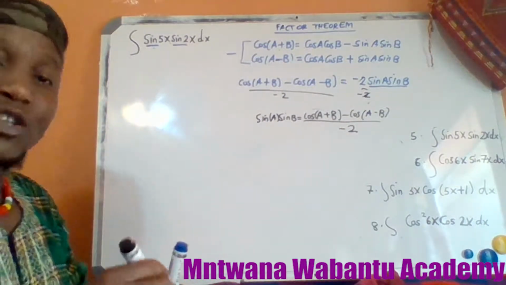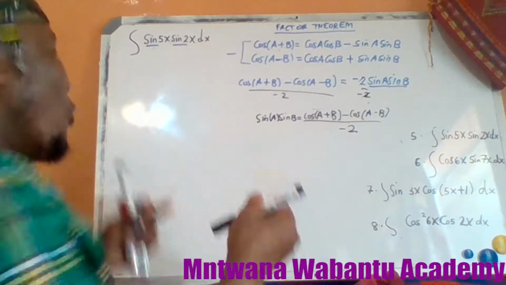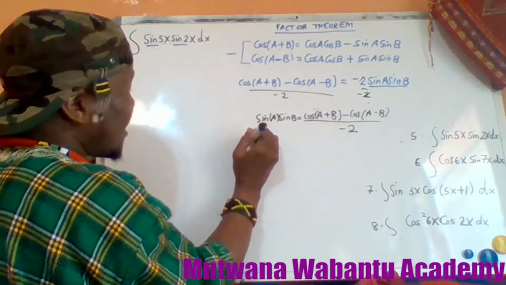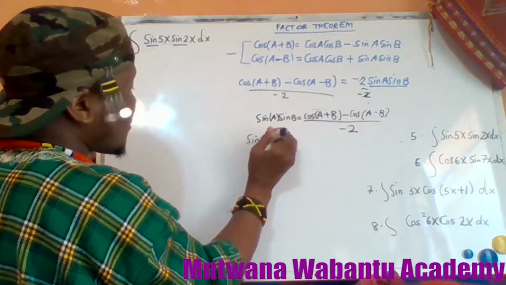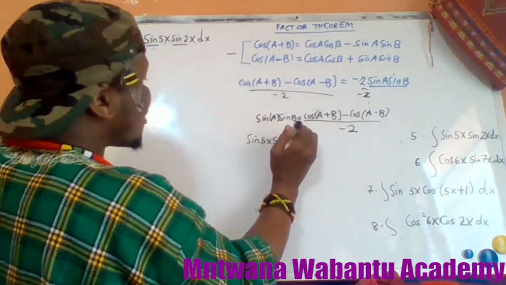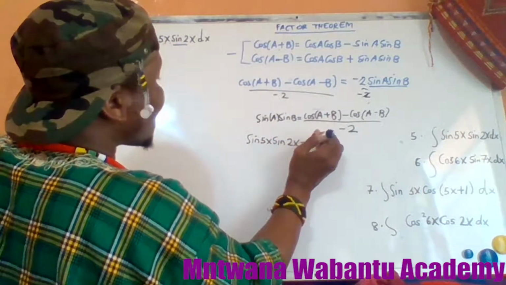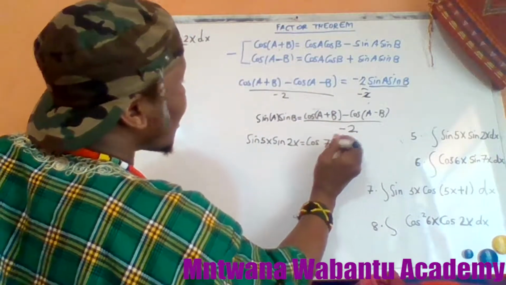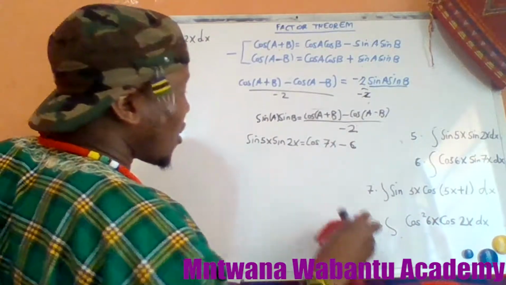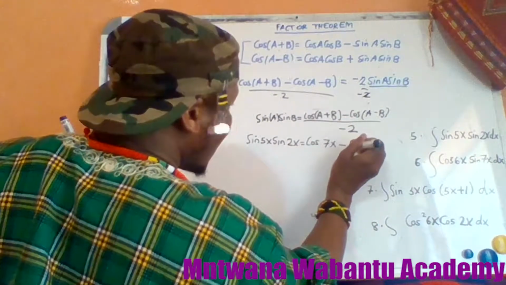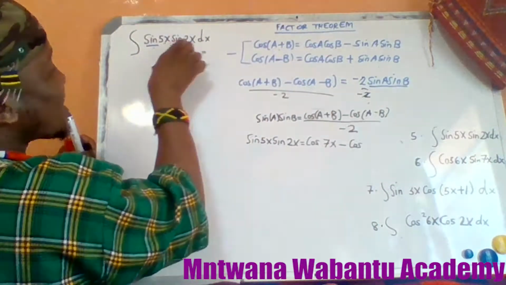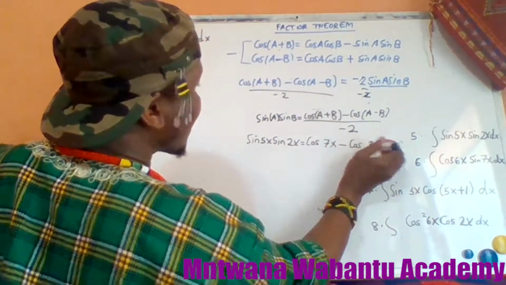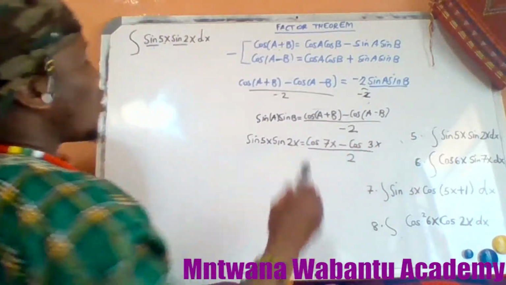Now we know, look here, we don't need A and B. What is our A? Our A is equal to 5x and our B is equal to 2x. So we're going to say sine, what is the A? 5x. Sine, what is the B? B is 2x. Equal to cos(A plus B), 5x plus 2x equals 7x, minus cos(5x minus 2x), because we minus here, A minus B. 5x minus 2x is going to be 3x, over 2.